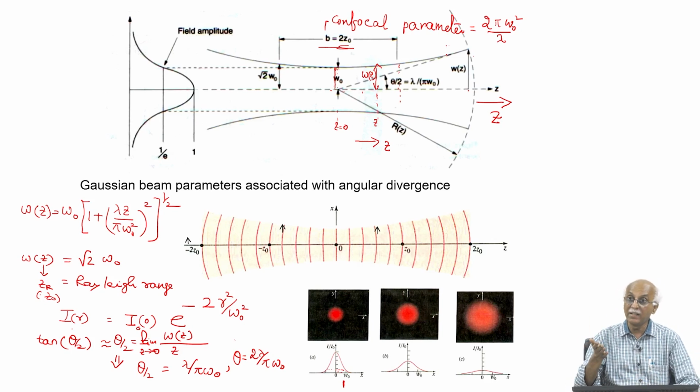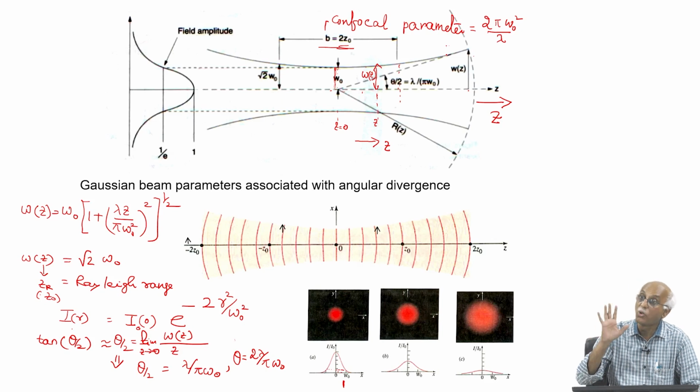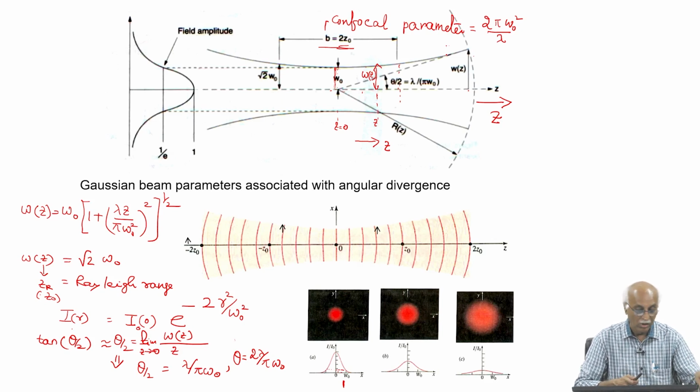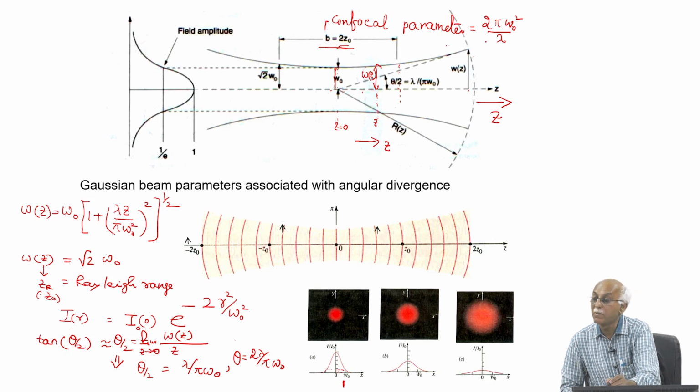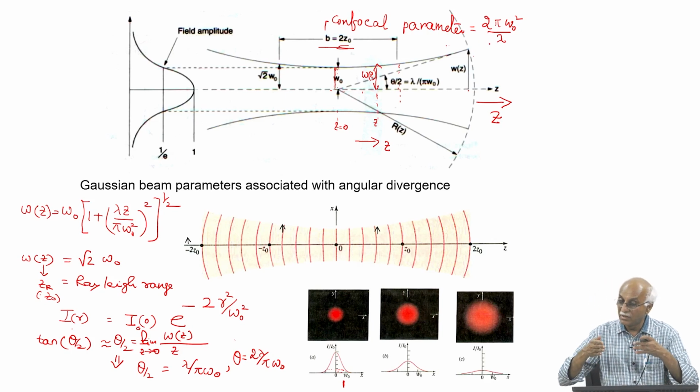So, indirectly we can control to a certain extent the beam divergence in the case of a laser beam. By controlling its beam waist dimensions, we can control the beam divergence and beam confocal parameters very well. That is a very important factor that we now know. So, what this confocal parameter tells us is the depth of focus.